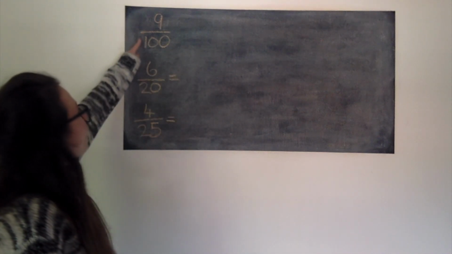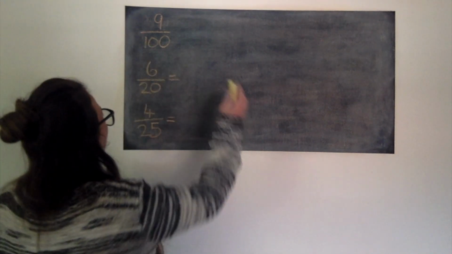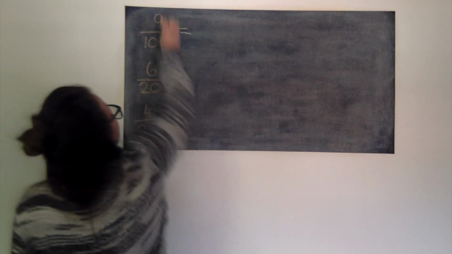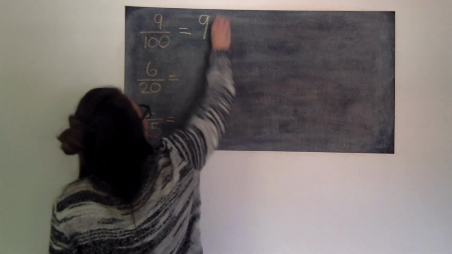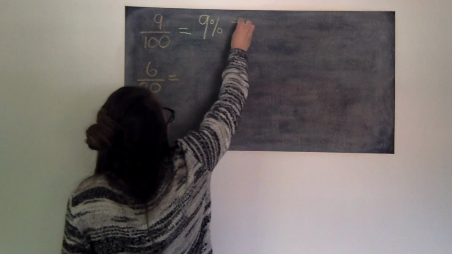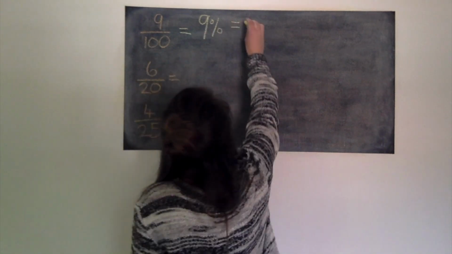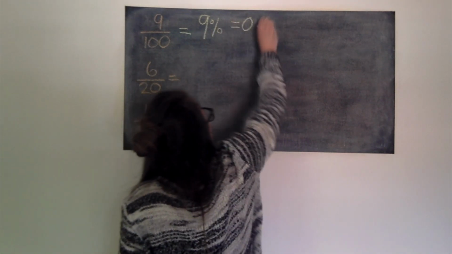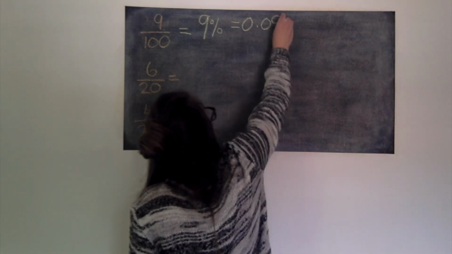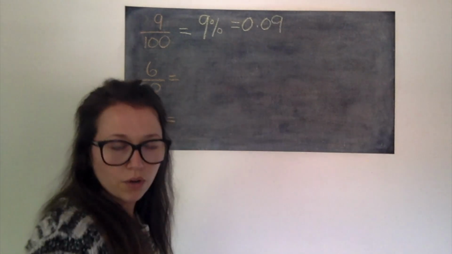Okay, so the first one is nice and easy. It's already out of hundredths for me. So I can go straight to 9% because it's already out of hundredths. And I also can think about it as a decimal, 0.0, no tenths, 9 hundredths, so 0.09.